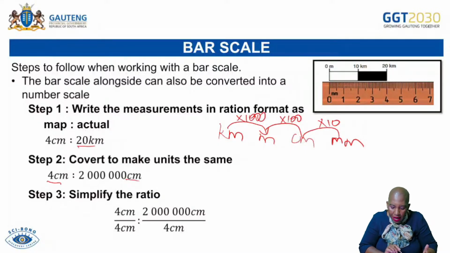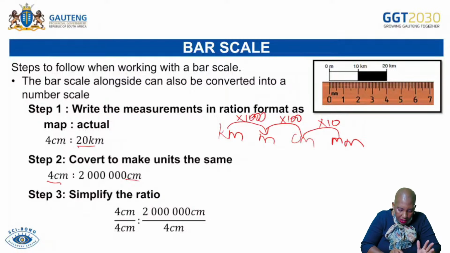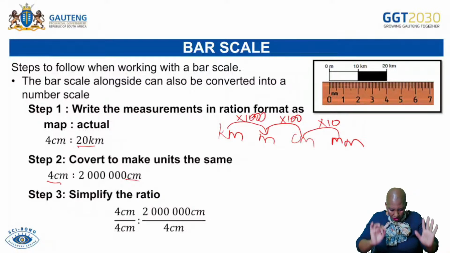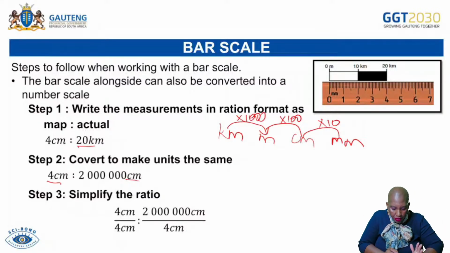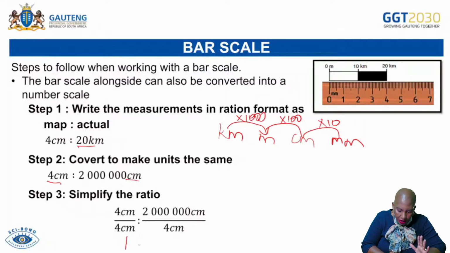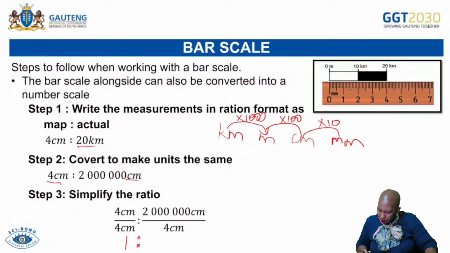So we have converted the 20 kilometers to centimeters. We have multiplied by 100,000 to get the 2 million. And then now we simplify in a ratio form. Now we want it to become a unit ratio, 1:2. Then now we have the same units. 4 centimeters, we divide by 4 so that we get a 1. And then we say now 2 million, we divide it by 4.